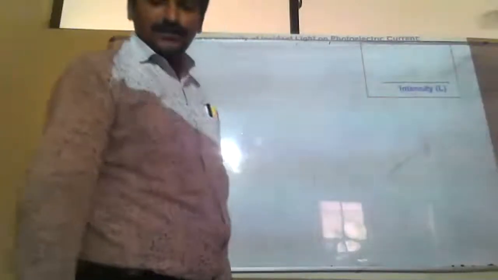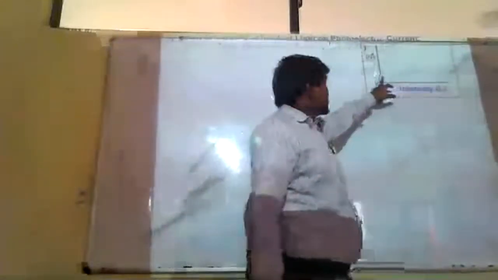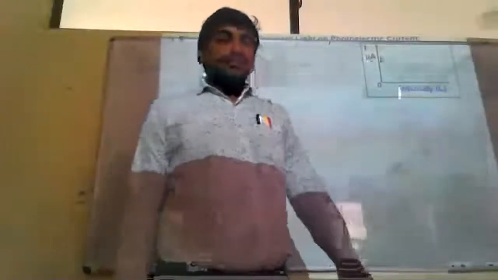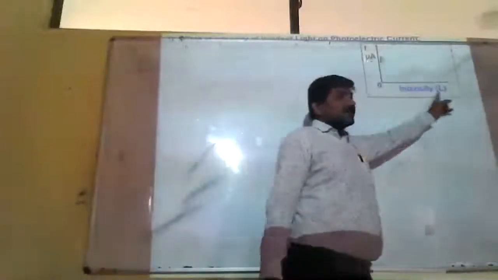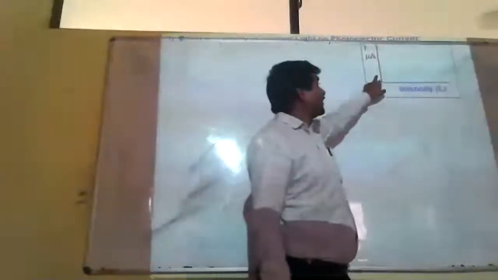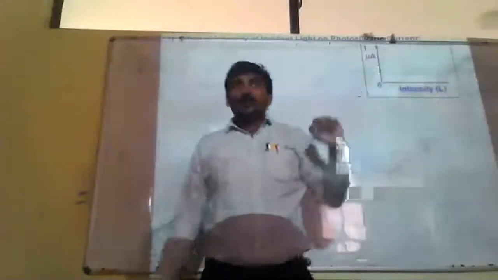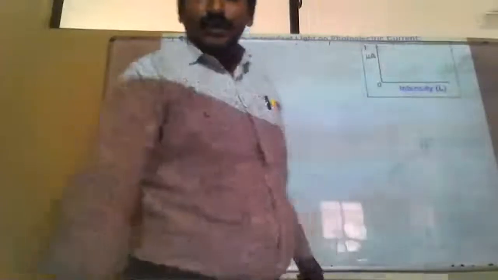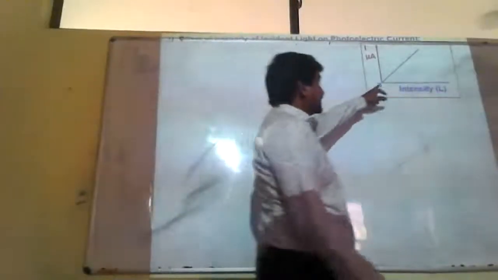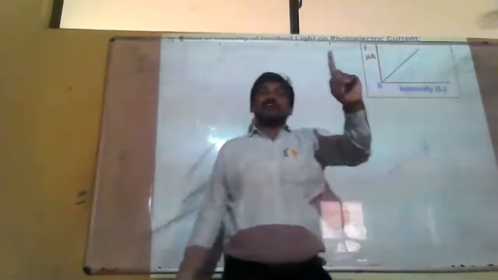First, the effect of intensity of incident light on photoelectric current. See, this is the intensity of light, this is the photocurrent. Now, if I am increasing the intensity of light, what happens? The photocurrent increases. Okay? This is when the frequency is constant. This is the first effect. You see the graph, you will find a linear graph, linearly increasing.